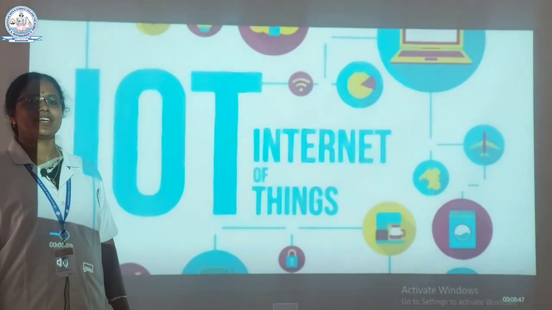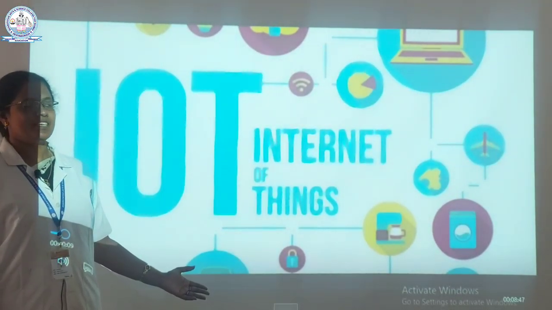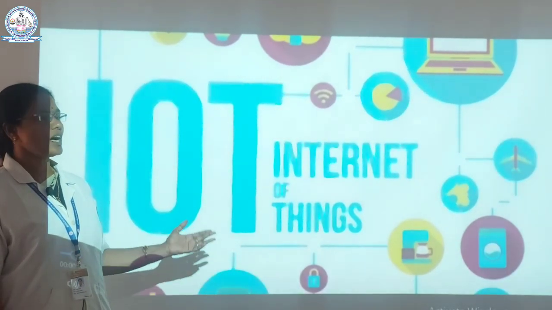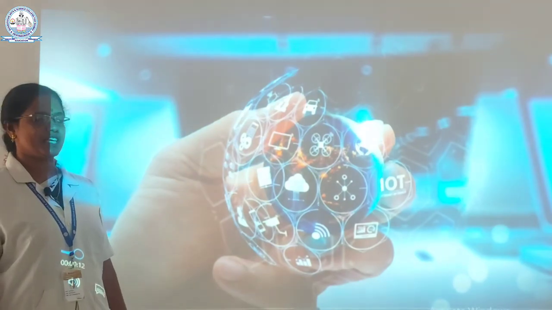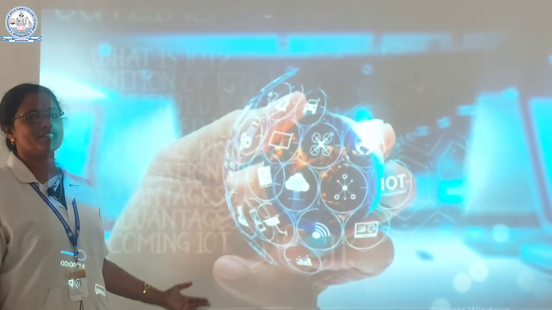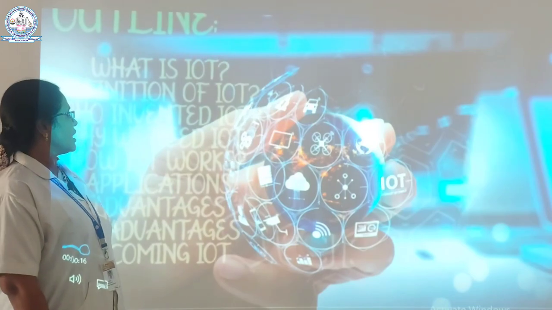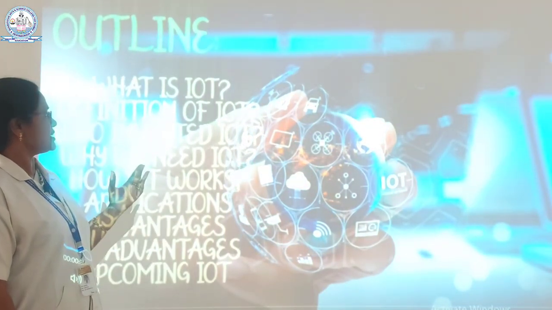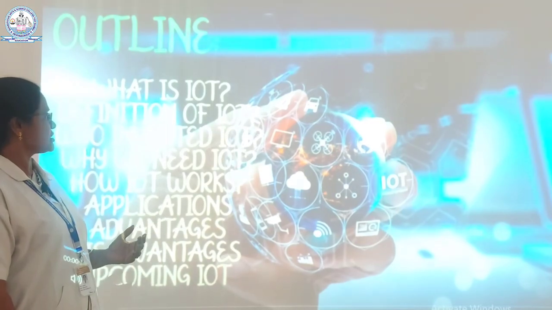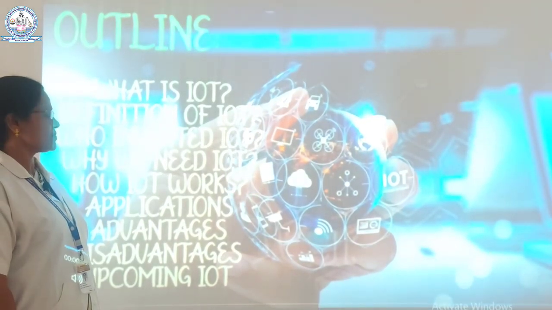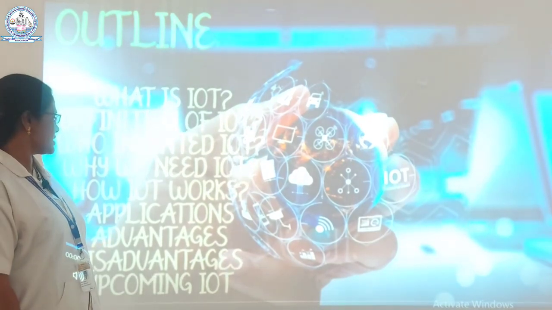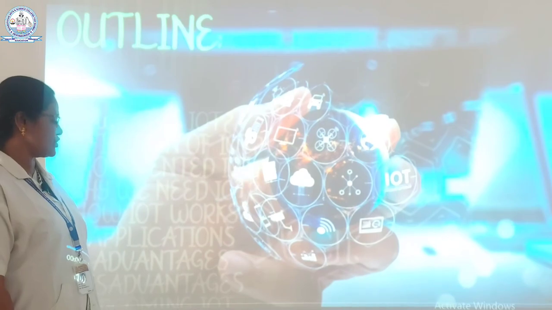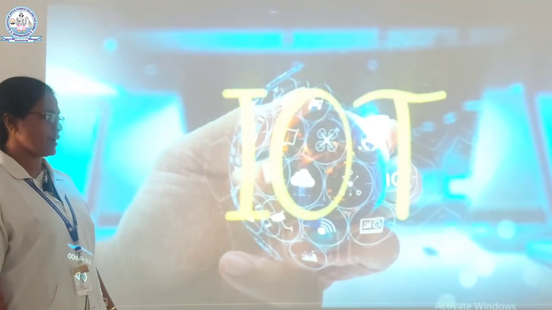Today we are going to see the concept of IoT, the Internet of Things. So what is the outline of the Internet of Things? First we see the outlines of the Internet of Things. What is IoT? Definition of IoT. Then who invented IoT? Why do we need IoT? How IoT works? Applications of IoT, advantages and disadvantages of IoT, then the upcoming of IoT.